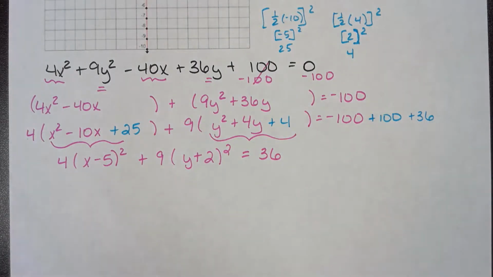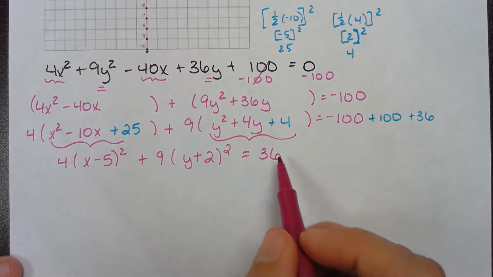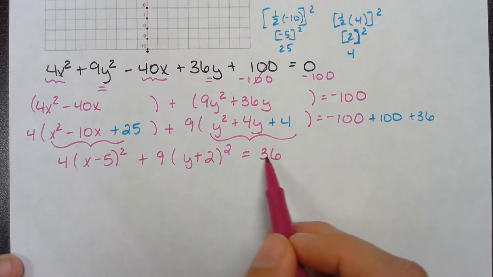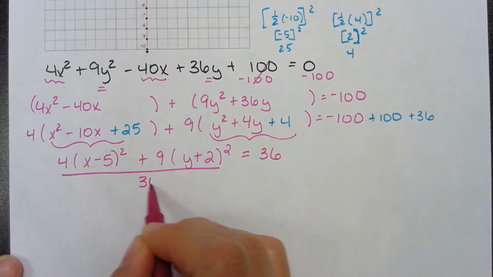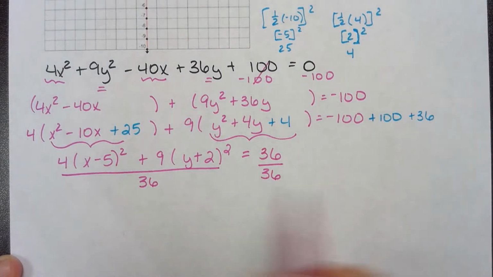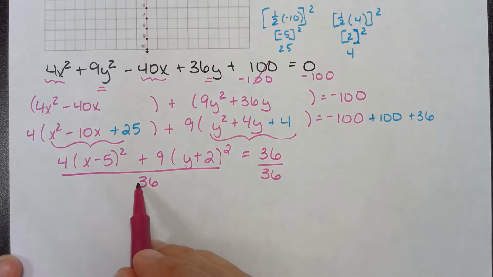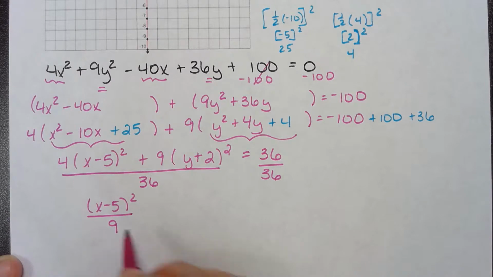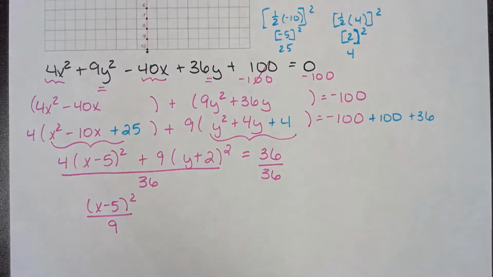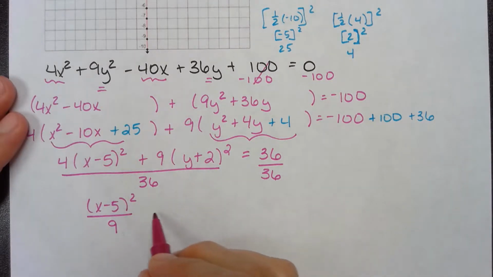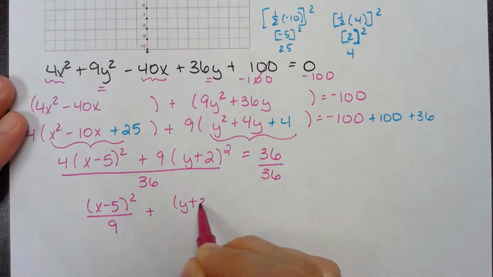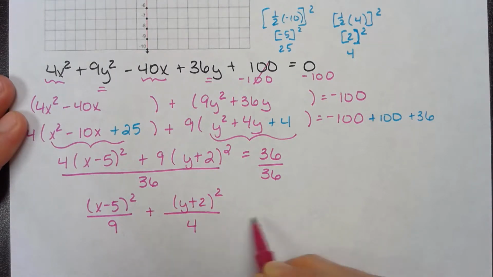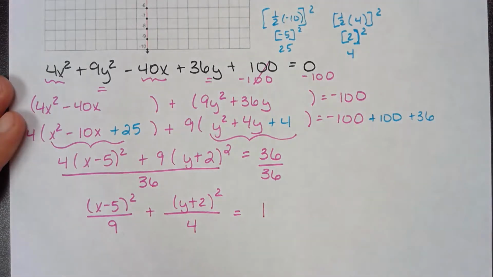Now this looks very similar to that last problem. Remember, in standard form, this has to be a 1. So we need to divide both sides by 36. Well, 4 over 36 reduces to 1 over 9. So we have x minus 5 all squared over 9. And then the next one, 9 over 36 is going to reduce to 1 over 4. So we have y plus 2 all squared over 4 is equal to 1.